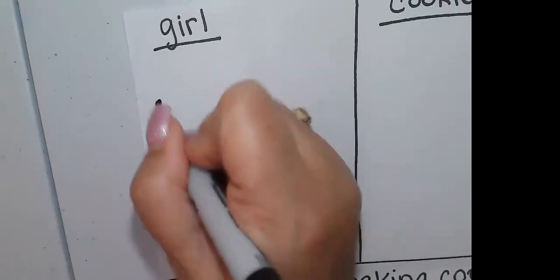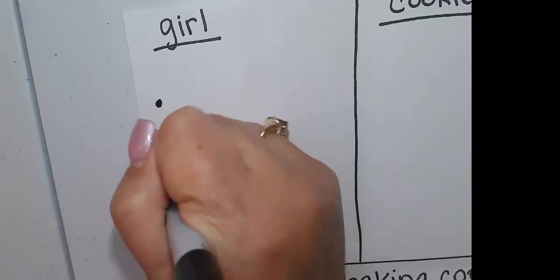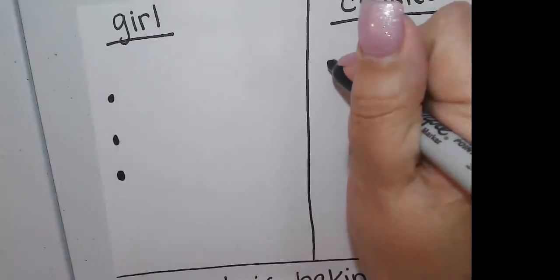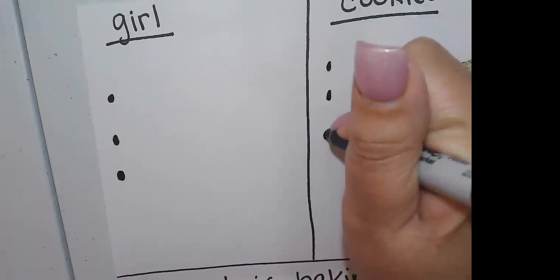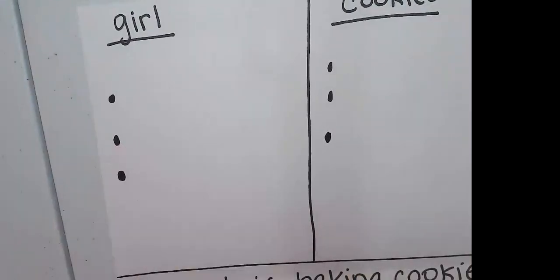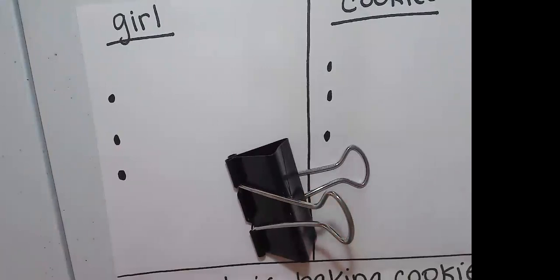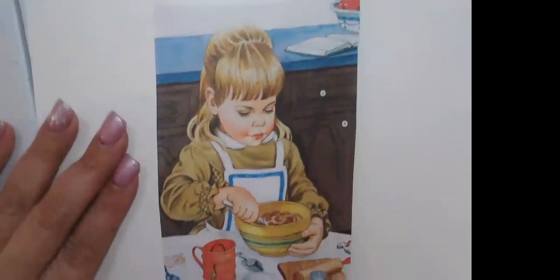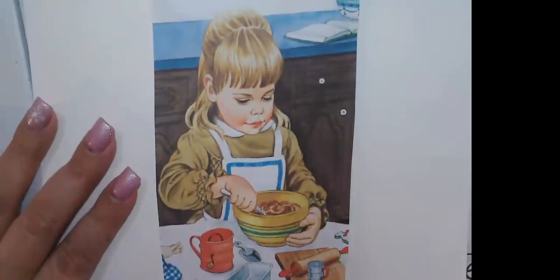Why don't we have three words that describe the girl, and then 3 words that describe cookies. Okay, we're going to do 3. These are called bullets. So 3 little dots. Okay, here we have the girl. Can you go ahead and say out loud a few words that describe the girl?